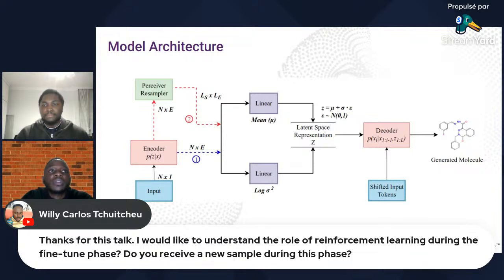What you're generating here is a molecule, and the target is a protein. So the input is a molecule. The idea is to generate a molecule that binds to a target that is actually a protein.